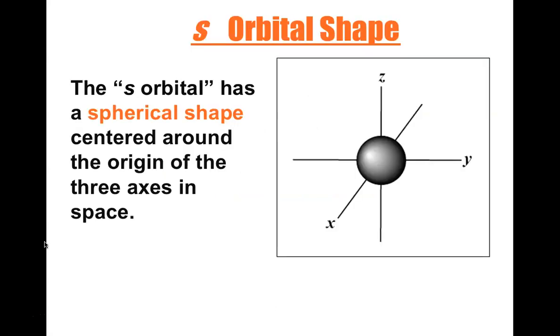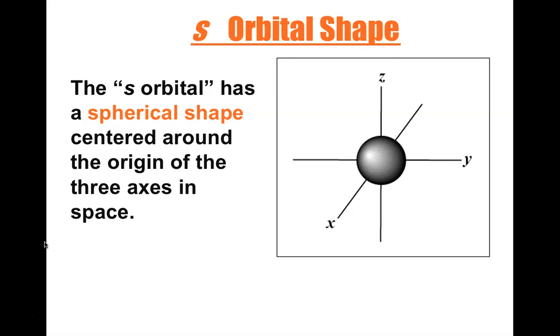So our s orbital, or spherical shape, that kind of makes sense. S for spherical. Centered around the origin of 3 axes of space, x, y, and z. Don't worry about which axis is labeled x, y, or z. You guys are used to the y-axis going vertical. You're used to the x-axis going horizontal. And the z-axis might be a new one to you that goes in and out of the page. The axes are labeled differently, but again, it's 3 dimensions of space. That's all that really matters.